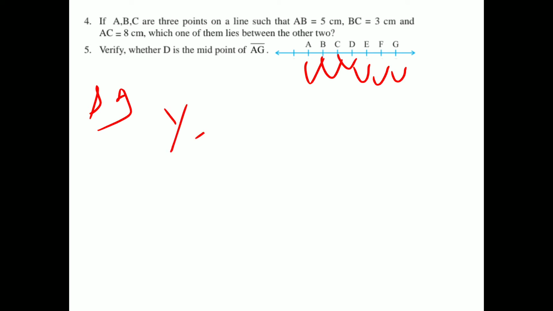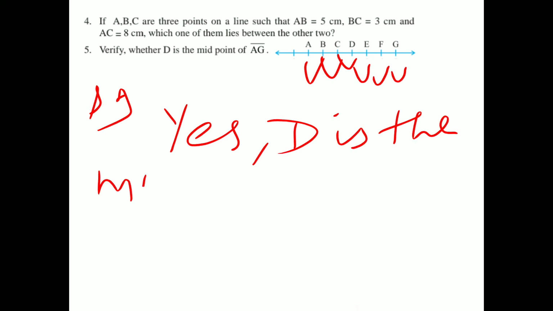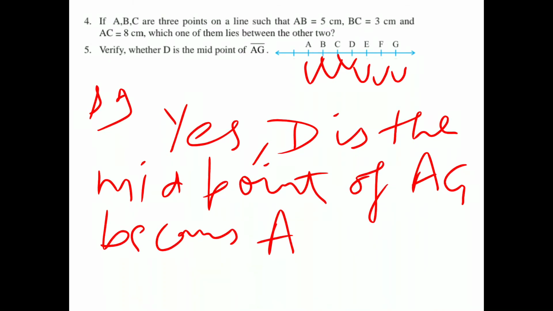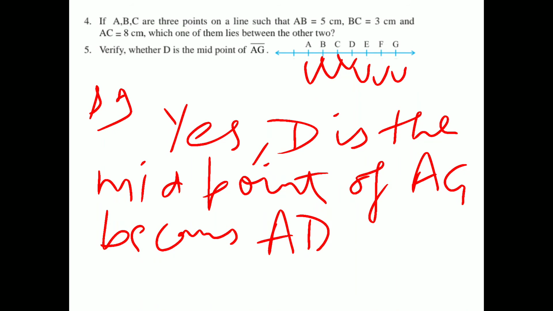So we write, yes, D is the midpoint of AG because AD is equal to DG and both are equal to 3 units.